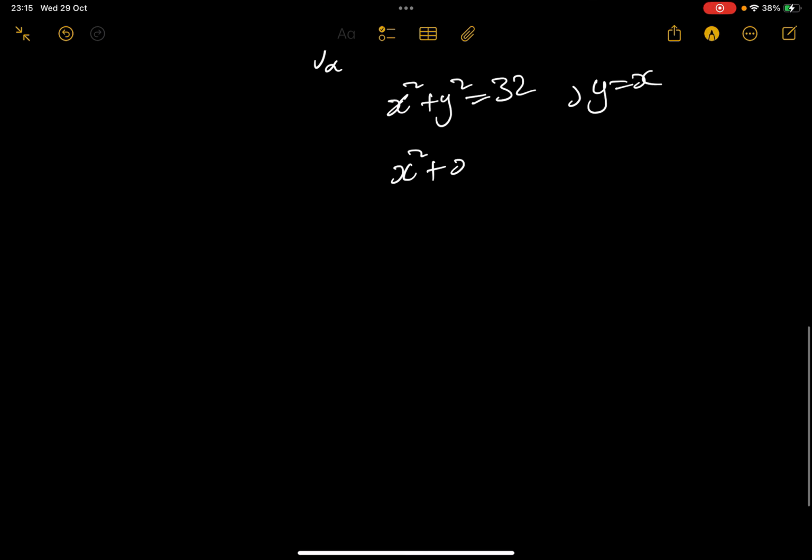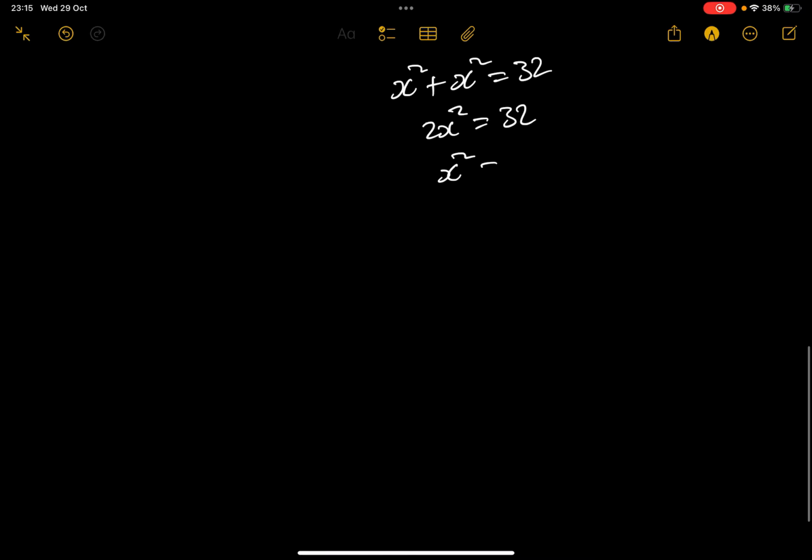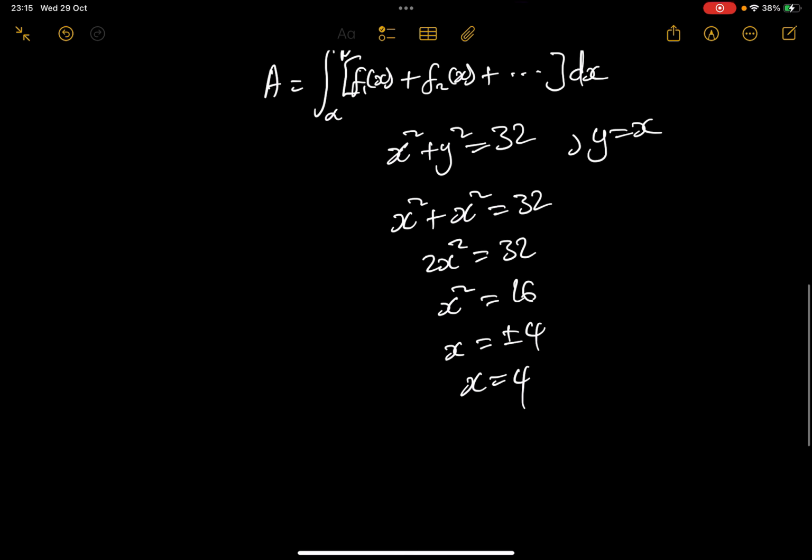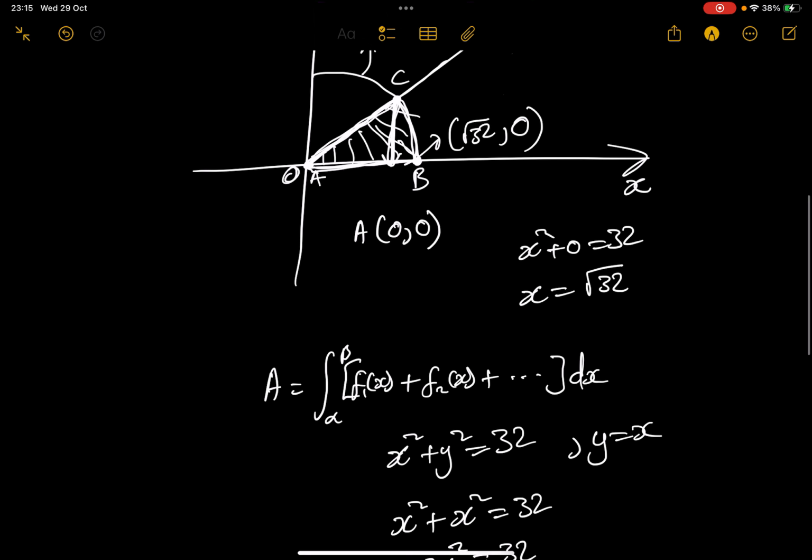So this is going to be x squared plus x squared equals 32, so 2x squared equals 32. Now x squared equals what? 32 divided by 2 is 16, right? So x equals plus or minus 4. But we are looking at x equals 4 because it's in the first quadrant, so we take the positive value, which means this is 4.